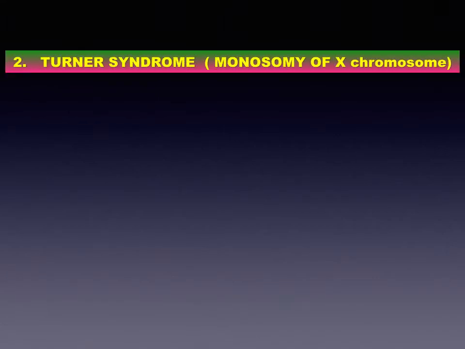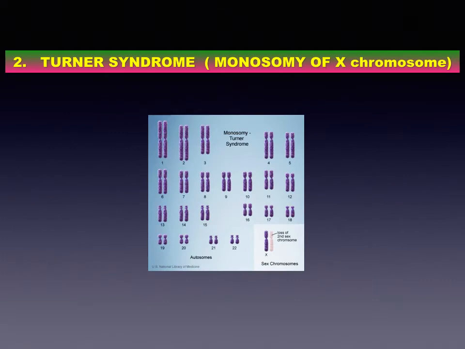Now we shall see the second type of syndrome, which is called Turner syndrome, or monosomy of X chromosome. As with autosomes, abnormalities in sex chromosomes also cause some disorders. So this syndrome is related to the sex chromosome.